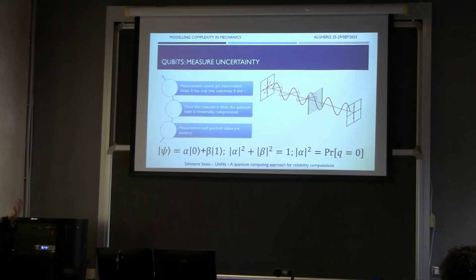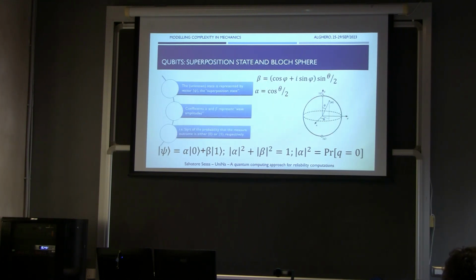I will go back on this in a while, but actually the state of a qubit is the superposition between the two basic states, 0 and 1, by means of these two coefficients, whose sum of their squares must be equal to 1, since the squares of alpha and beta have the physical meaning of a probability to get the relevant outcome.